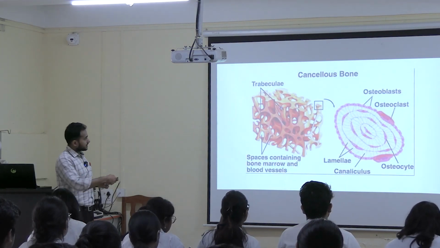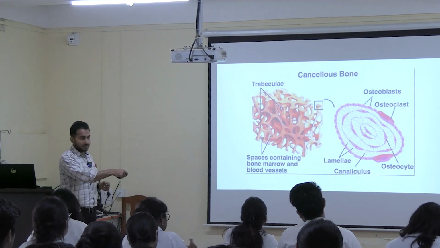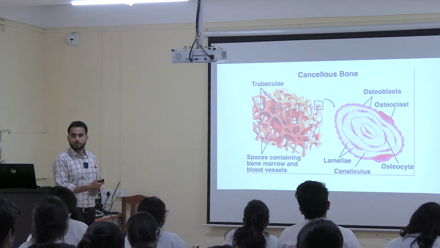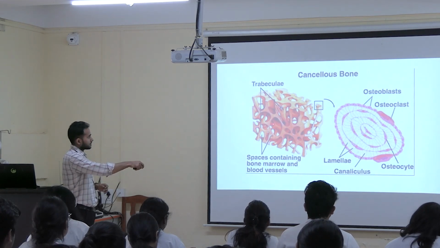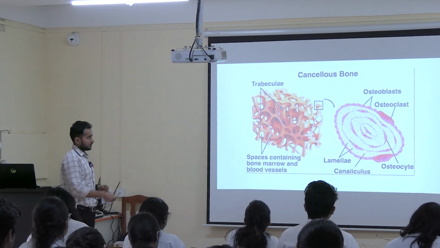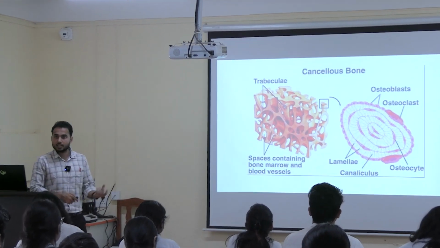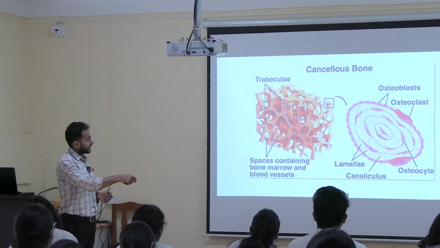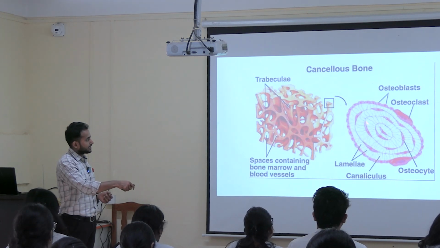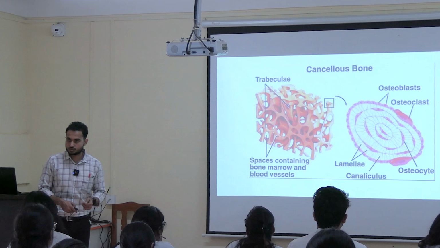Okay, so as you can see, I have already shown you this one. This is the trabecular arrangement of the spongy bone. Here you can see the spaces. These spaces are filled by bone marrow and blood vessels. Next, if you take one trabeculus and make a slide, this will be the appearance.